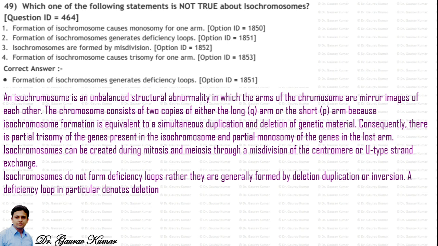Isochromosomes can be created during mitosis and meiosis through a misdivision of the centromere or U-shaped strand exchange. Isochromosomes do not form a deficiency loop. So the deficiency loop option, that is the second option, is wrong, because they do not form a deficiency loop. A deficiency loop in particular denotes deletion. Deficiency loops are not formed by isochromosomes. They are generally formed by deletion, duplication or inversion, and in most cases they are specific to a deletion mutation.